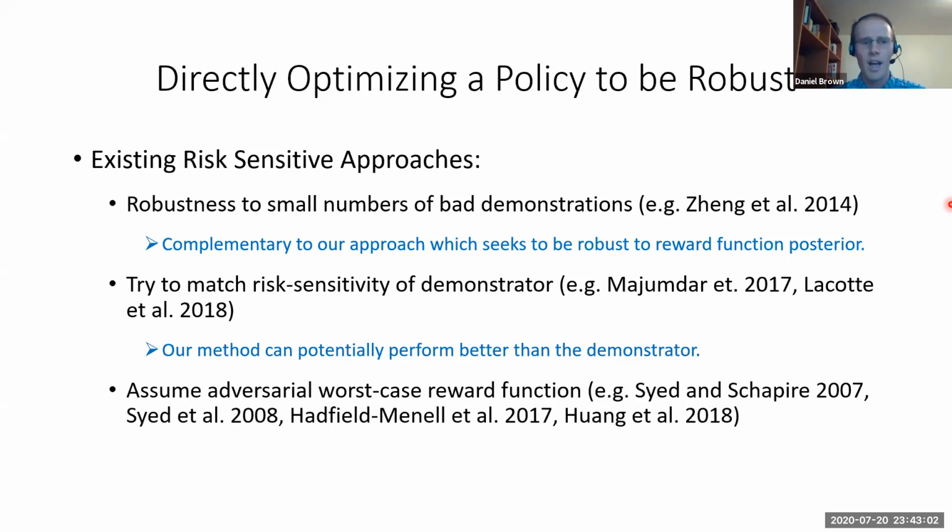There's also a lot of work on this idea of kind of adversarial, worst case reward functions, where given a distribution or given some demonstrations, I try and find a reward function that's kind of pessimal, and then I optimize with respect to that. And we're going to propose an approach that instead tries to kind of balance these two objectives, balancing its risk as well as its performance.